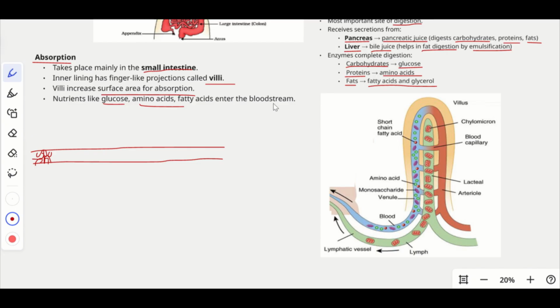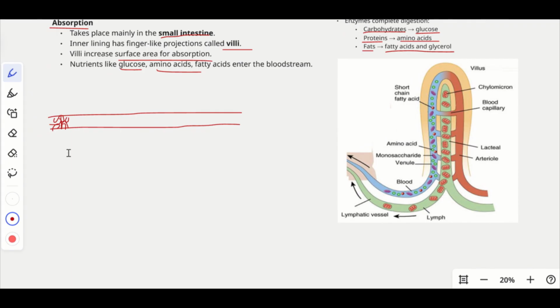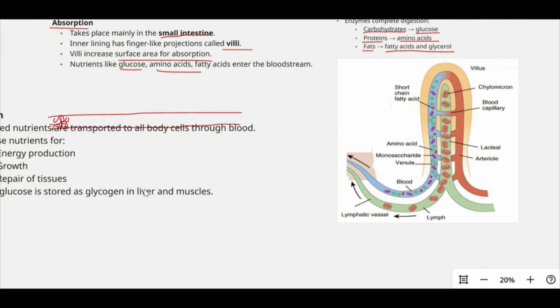Then the assimilation occurs. What is assimilation? The absorbed nutrients are transported to all the body cells through the blood. Till now the absorption is completed, right? So why do we need these nutrients? Why are we absorbing these nutrients? For the purposes we mentioned in the earlier stage, like repairing, growth, energy production, all these, right? So the blood will carry these absorbed nutrients to each and every part of our body, each and every cell in our body. That is what we call assimilation.